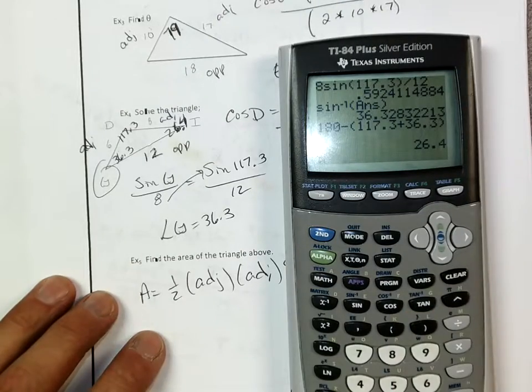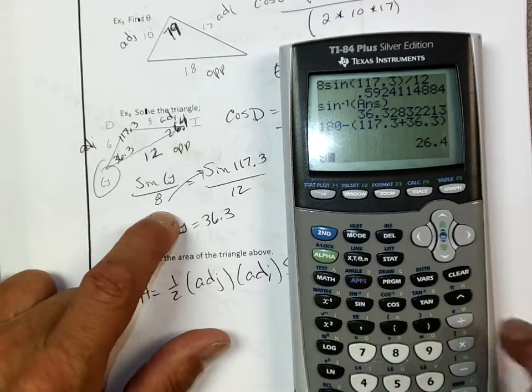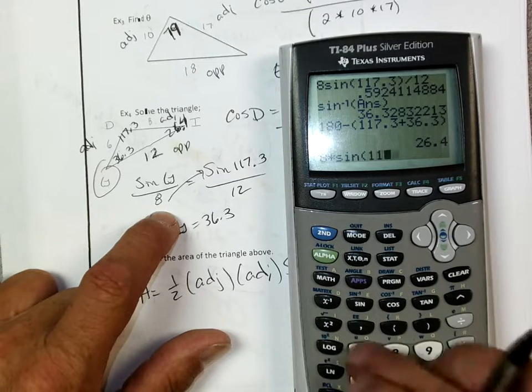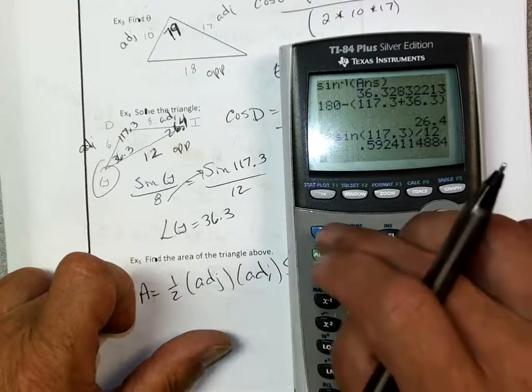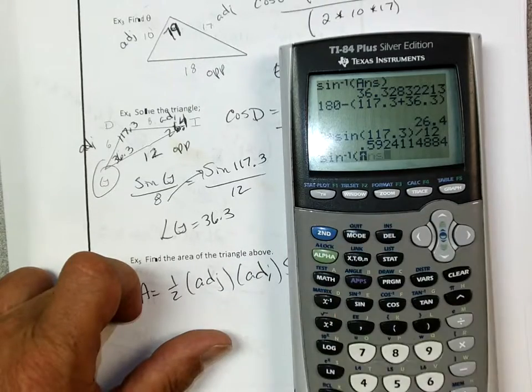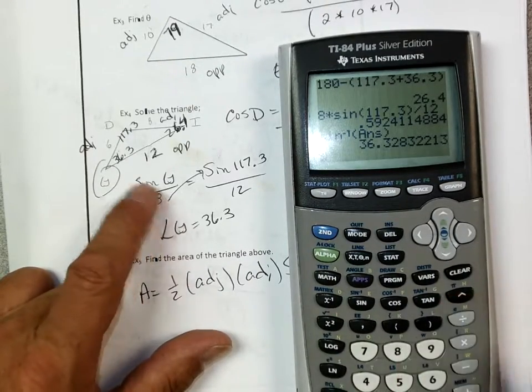For angle G? I don't know, 8 times the sine of 117.3 divided by 12. Sine inverse of that answer. I got 36.3 still.